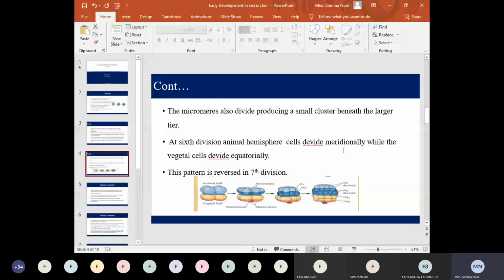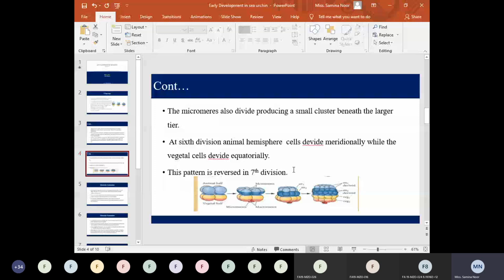ठीक है, as you can see here in this figure at the fifth cleavage division, the animal half cells divide not meridionally, they divide equatorially. So in result of the equatorial division, it produces two layers, one known as AN1 and the second known as AN2. At the same time, the below lying cells, the macromeres, also divide equatorially, and in result of the equatorial divisions, they again produce two clusters of cells.